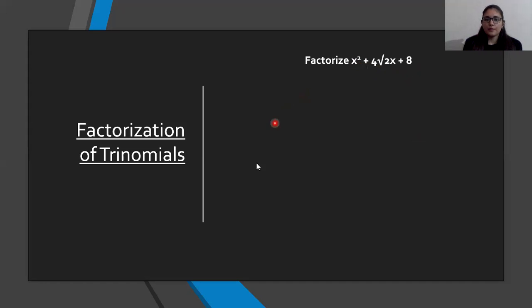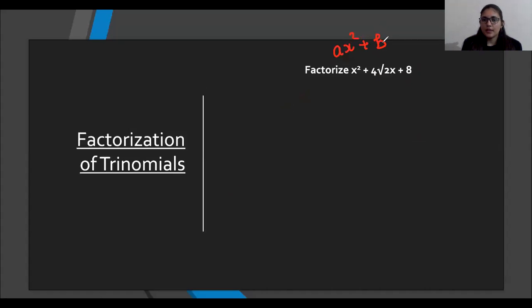Now what you should do is, if we write the standard form, the standard form is ax square plus bx plus c. This is the standard form of writing any quadratic polynomial, of degree 2, obviously. Here you can see that our value of a is 1, value of b is 4 root 2, and value of c is 8. So how will we do this?